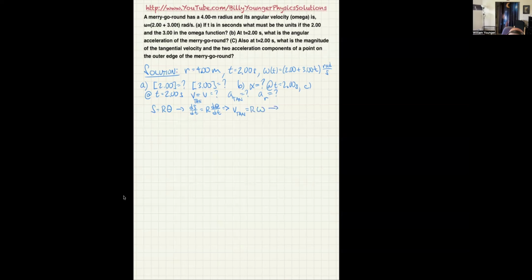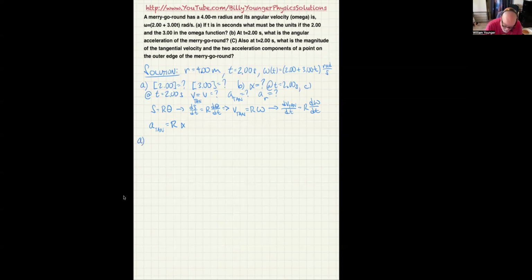Additionally, we can take the derivative again, and this time we'll get d v tan over dt is equal to r times d omega over dt. But d v tan over dt is the tangential acceleration, and that is equal to r times d omega over dt, which is actually alpha. So that's what we're actually looking for here. We should be able to use all this to figure out what's going on. So let's go ahead and get started with part A.